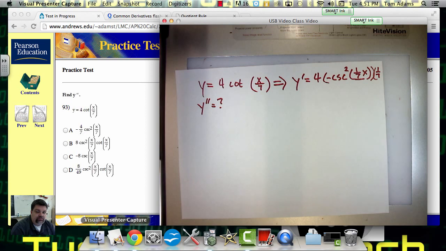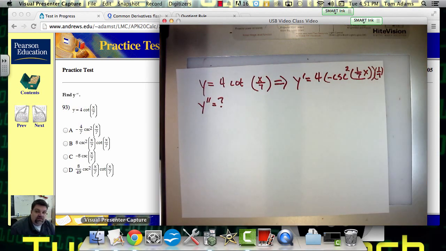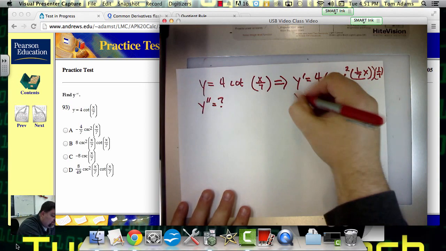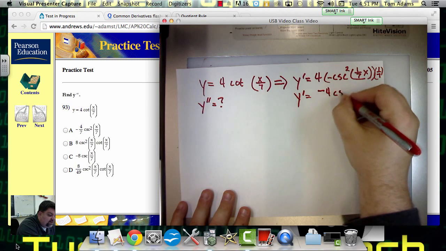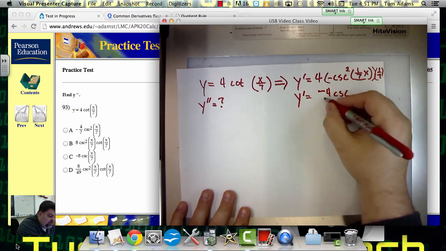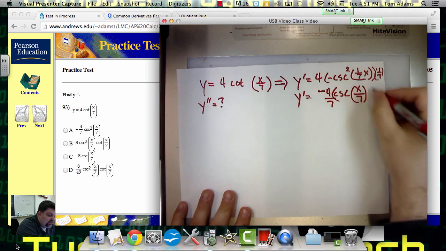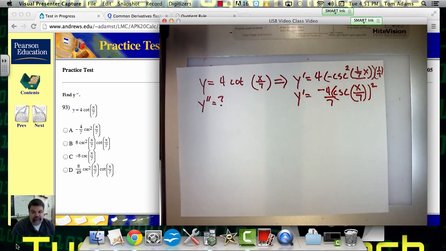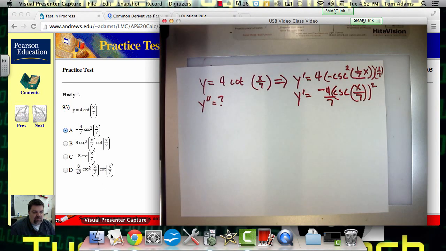When I do that, I've got to push that through, and I've got negative 4 over 7 cosecant. In other words, y prime is equal to negative 4 over 7 cosecant, and I'm going to write this a little differently, x over 7, and then I'm going to square it like this, and you'll see why in a second. Well, it asked me to find y double prime, so I get a little excited because I think, oh, it's this. No, that's y prime, but not y double prime, okay?